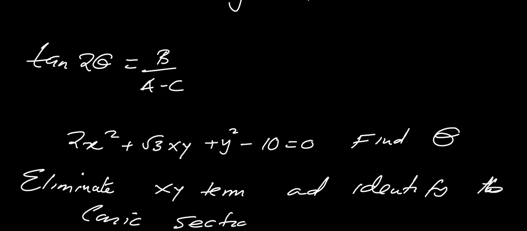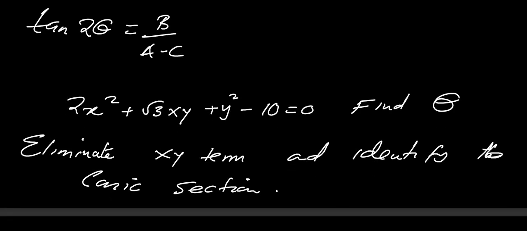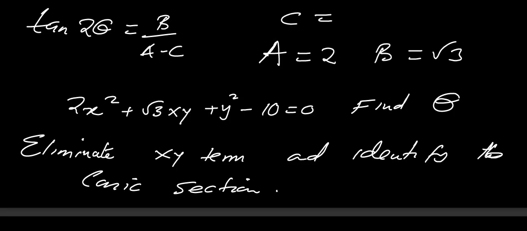Now, this is the reason why I taught you how to find the conic section using the discriminant, because before you even start solving, you can use the discriminant and determine the shape that you are dealing with. According to this question, your A is 2, your B is root 3, and your C is 1. Are you still with me, Charles?